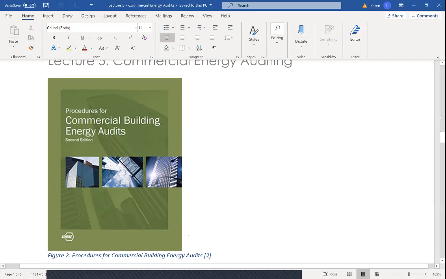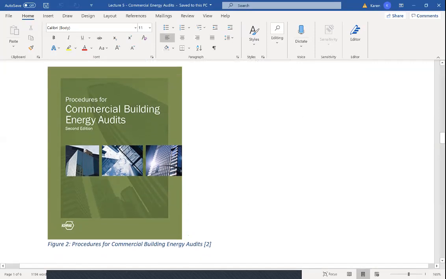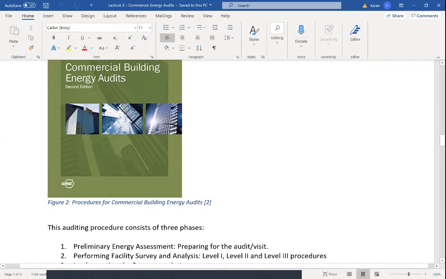It's a very common green book. I brought it into our library system, so you can pull it out if you want to. It's available for you in digital form as well. Procedures for Commercial Building Energy Audits. It's a huge book, well beyond the scope of this lecture or this course.